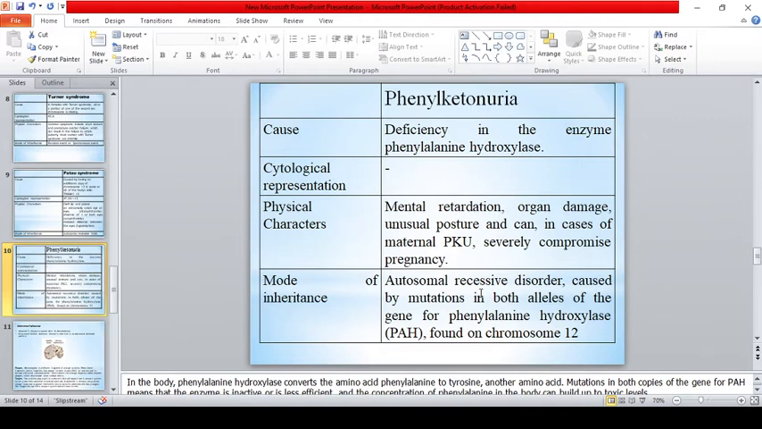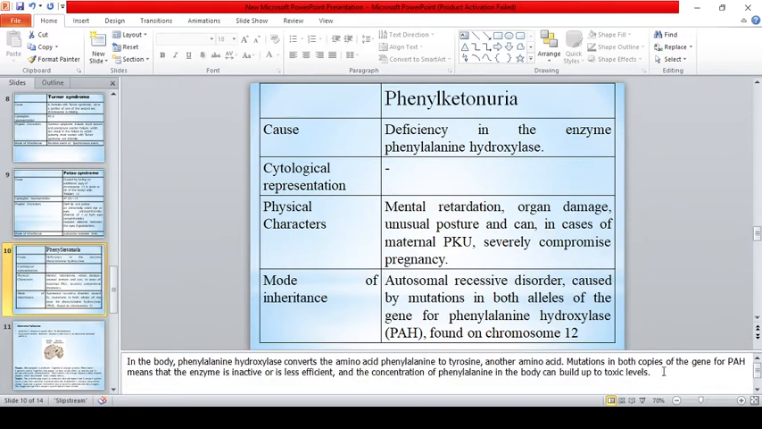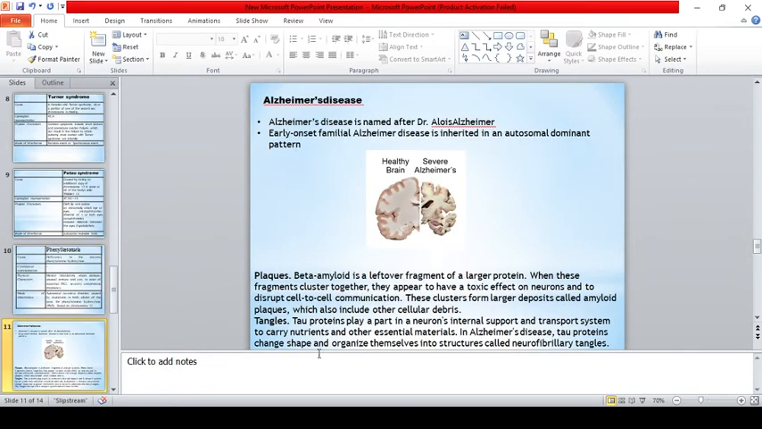The mode of inheritance is autosomal recessive disorder. That is, both alleles for the gene of phenylalanine hydroxylase, found on chromosome 12, are mutated or missing. That's why the disease phenylketonuria occurs. The mutation in both copies of the gene for PAH means the enzyme is inactive or less efficient, so phenylalanine cannot be converted into tyrosine. In that case, there will be an excess amount of phenylalanine in the body, and it will lead to a buildup of toxic substances.